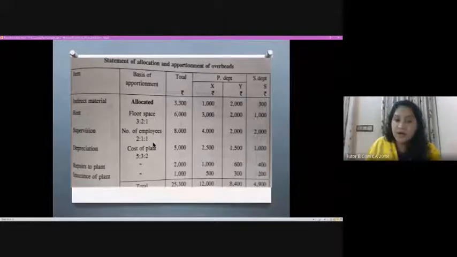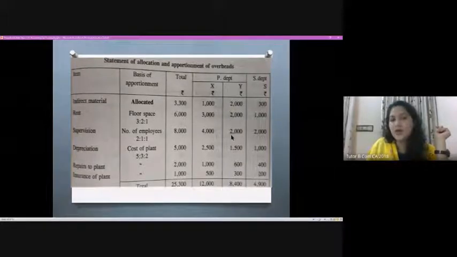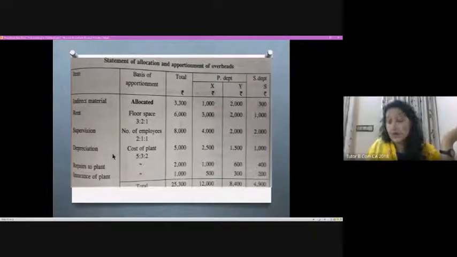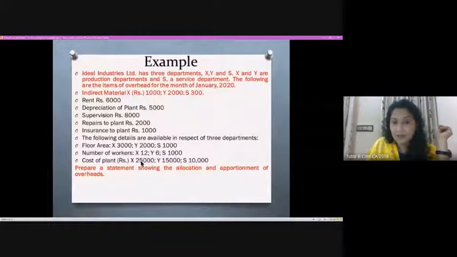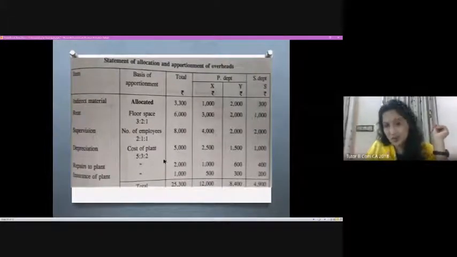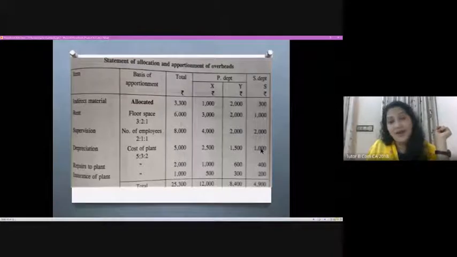So, when we are just trying to split this on the basis of this ratio, the total expense would be 8,000 and we are sharing it on the basis of this ratio, that is 2:1:1, which is 4,000, 2,000 and 2,000. That is proportionate allocation. Now for depreciation, as we know, the basis for computation of depreciation would be cost of plant. And when we check here, the ratio applicable would be 25, 15 and 10. So we have established the ratio as 5:3:2. And accordingly, the total of this 5,000 is being split into X, Y and S.